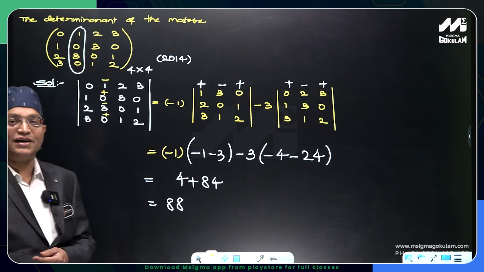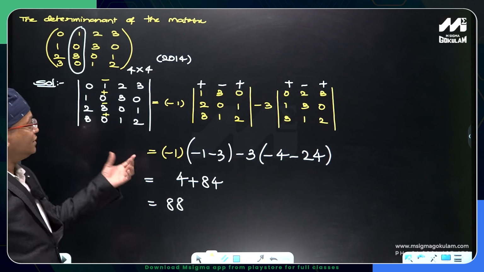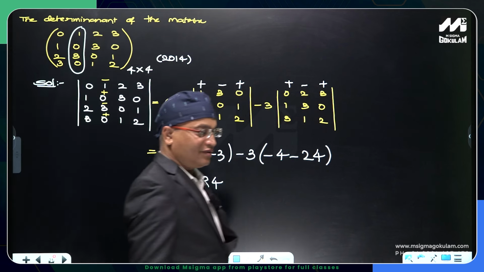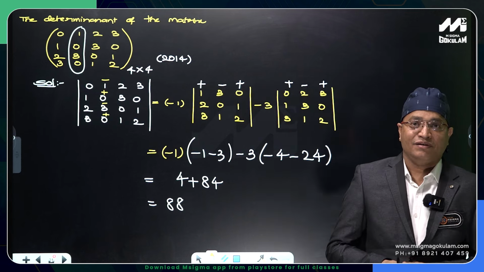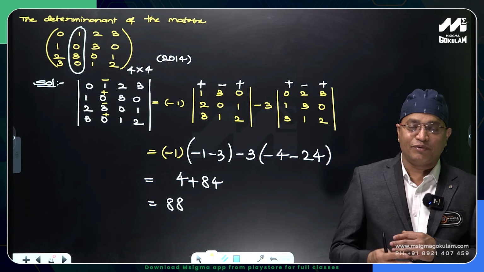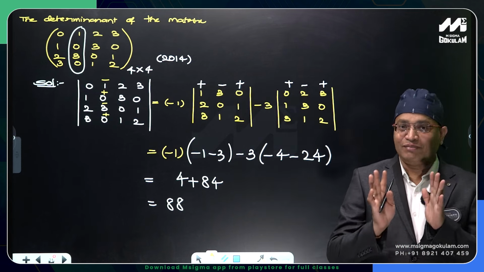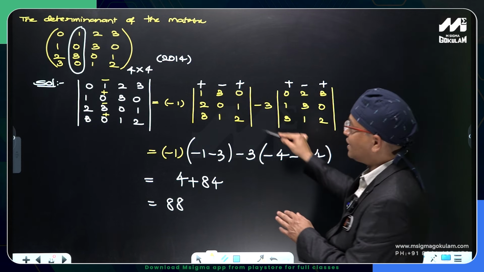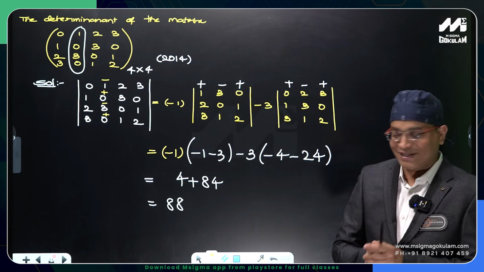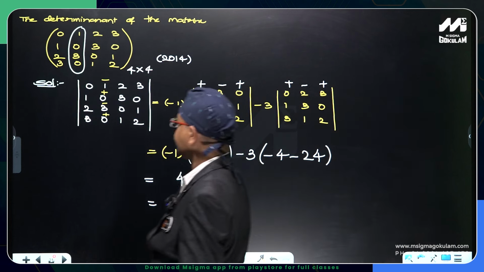This was given for 2 marks. Worthy question. So, if you feel that 4 by 4 determinant is a difficult problem, it will be difficult. Simple problem only, but we have to understand like this. Okay, next problem.